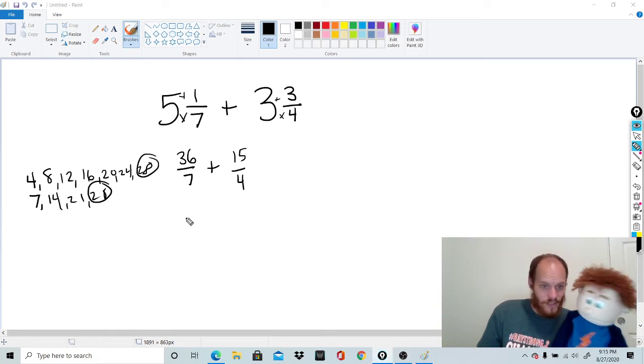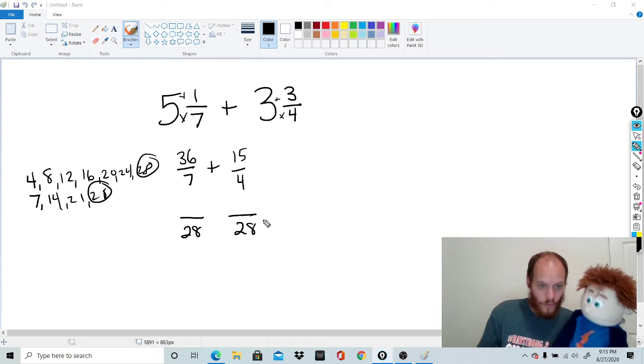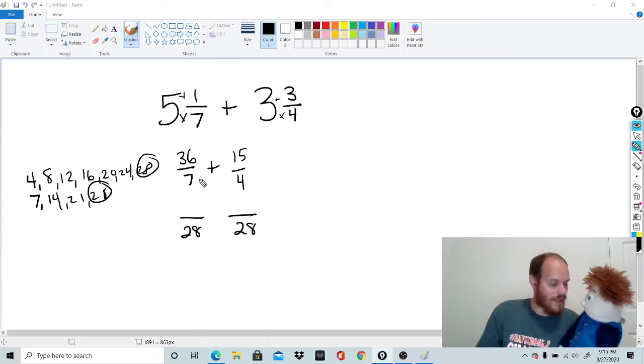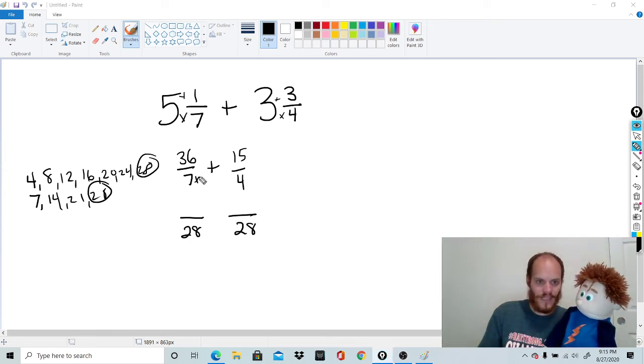Look, 28. So now I'm going to rewrite right here. I want to turn 7s into 28s, and I want to turn 4s into 28s. That's going to be the same size pieces. 7 times what gives me 28? 4. Exactly, 4.